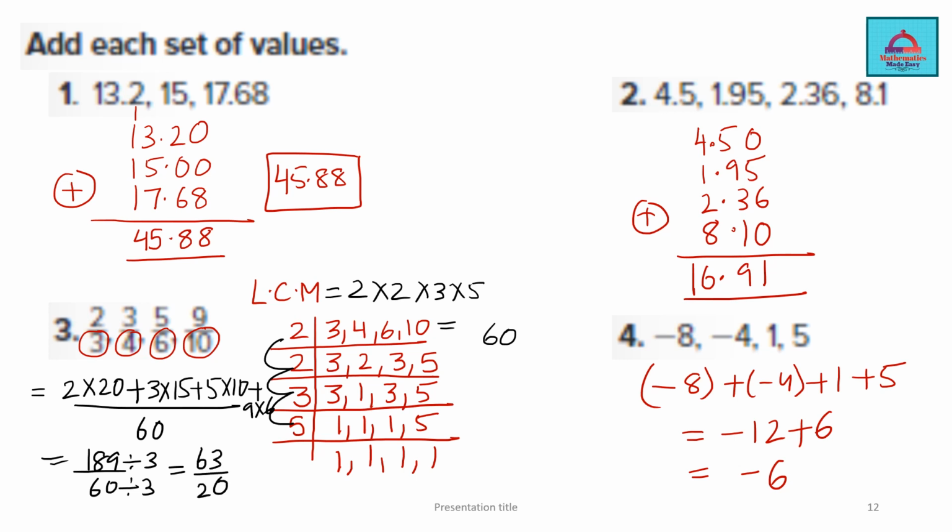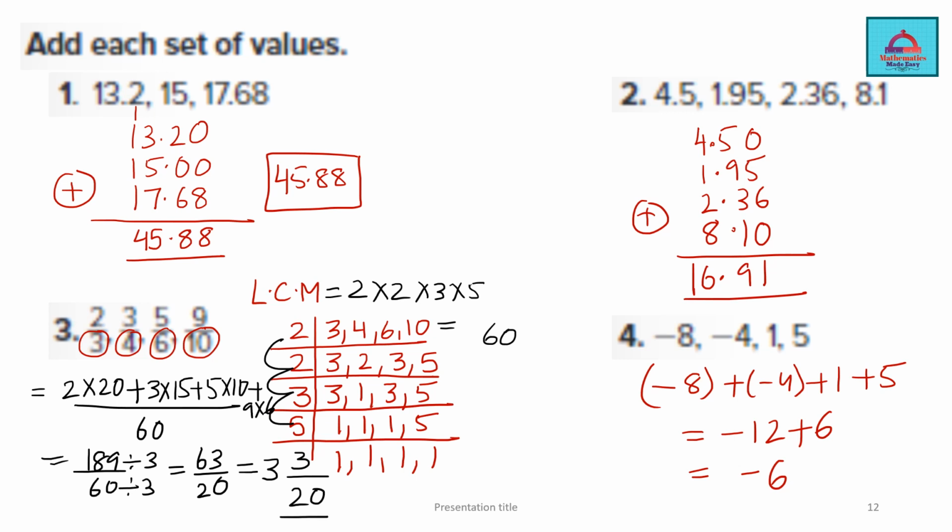Now I can convert this improper fraction, where numerator is more than denominator, into a mixed fraction. So how do I write? 60 is a multiple of 20. So 3 multiplied with 20 is 60. And how much should I add to get 63? 3. So 3 and 3 by 20, that's the mixed fraction.